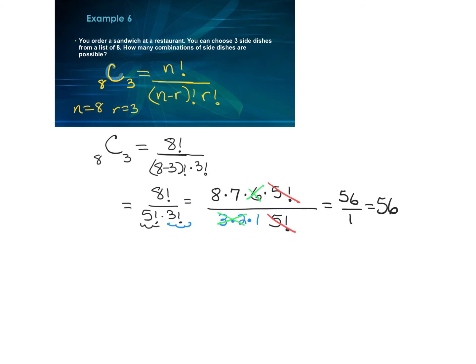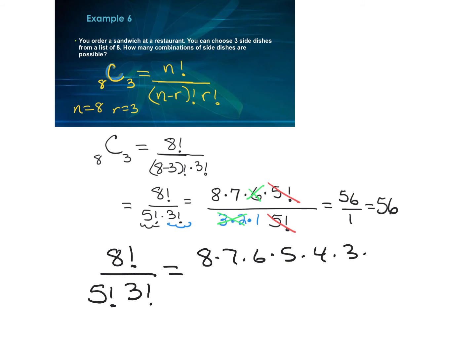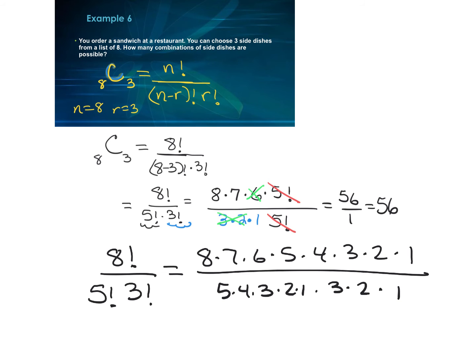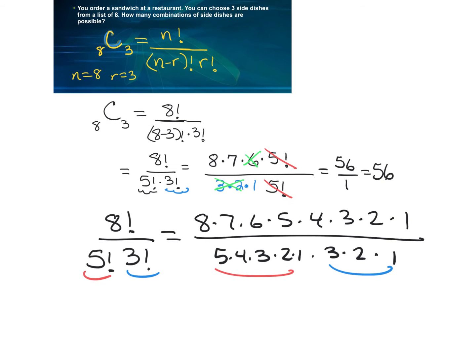Now, if this confuses you with canceling this, you could also do this. And let me write it all out. You can also do 8, 7, 6 and write all the numbers all the way out. And then here again, 5, 4, 3, 2, 1, and then put 3, 2, 1 for the 3 factorial. So this is here, and this is here. And again, if you want to look for things that match in the top, that match in the bottom, the 5, 4, 3, 2, 1, I can get rid of that. And then if you choose to do the 3 and the 2, you can. If not, just multiply and then divide.